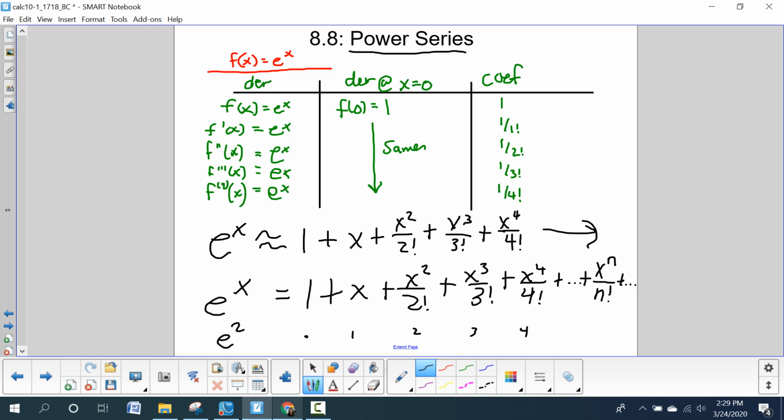Now, not all power series converge to particular functions for every value. It might only converge for certain values, meaning it might only work for x values between -1 and 1. You can use this polynomial to get the exact answer of this function, but only for x values between -1 and 1. That's just an example. That's not the case here.